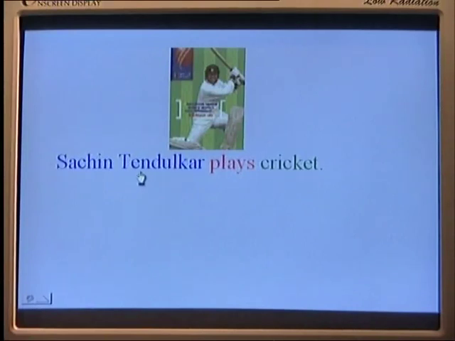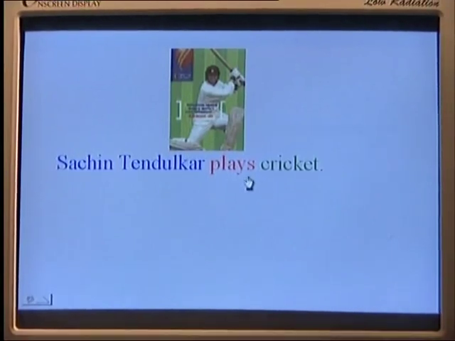Children, have you all understood how to change the sentences from active voice to passive voice? Okay, even in past tense. Now, you have learnt how to change the sentences from active voice to passive voice in present tense and also in past tense. But in some cases, look at this, for example, do you recognize him? Of course, Sachin Tendulkar. Okay. Sachin Tendulkar plays cricket. It is obvious and everybody knows that Sachin Tendulkar plays cricket.